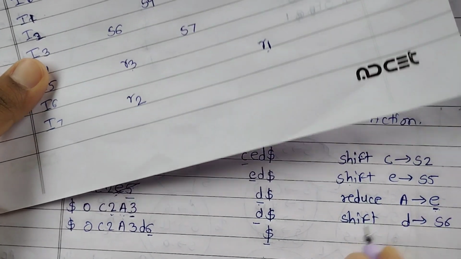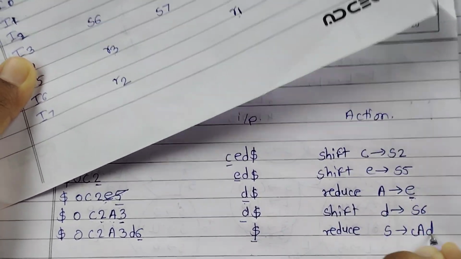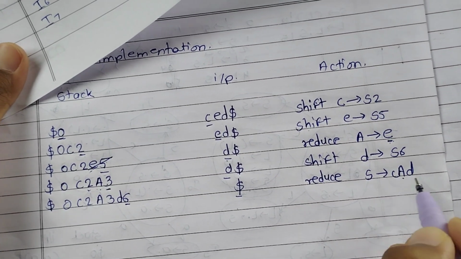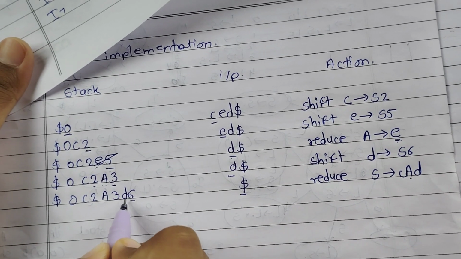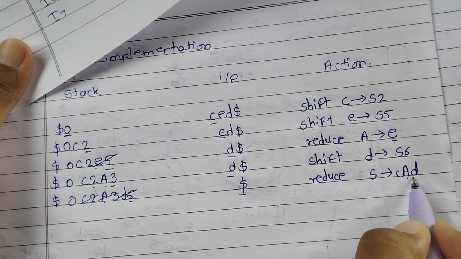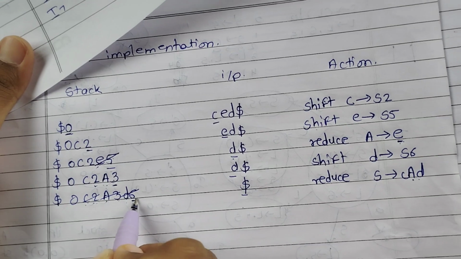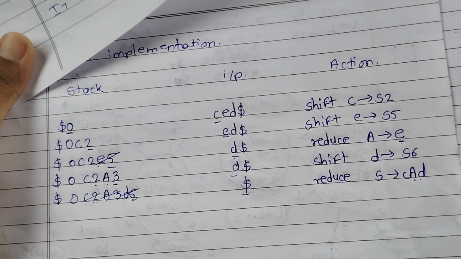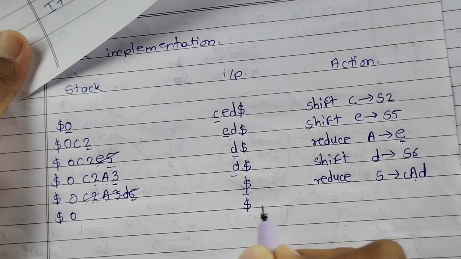So reduce S → cAd. Now how do you reduce? Here 3 variables are present, so 3 into 2 is 6. So in total we remove 6 characters: 1, 2, 3, 4, 5, 6. Or, 3 variables present means 3 variables and 3 numbers. Now what remains is $0, and this dollar as it is.